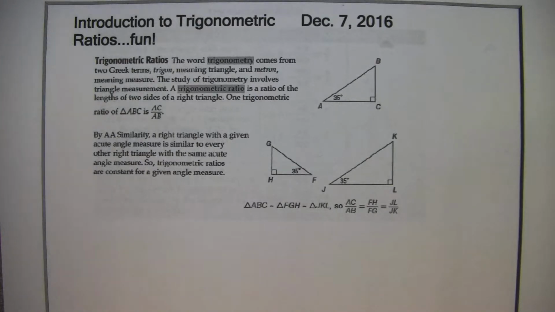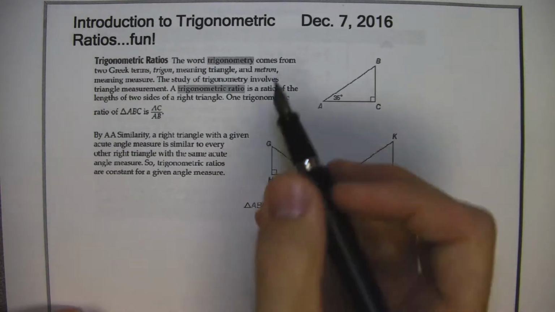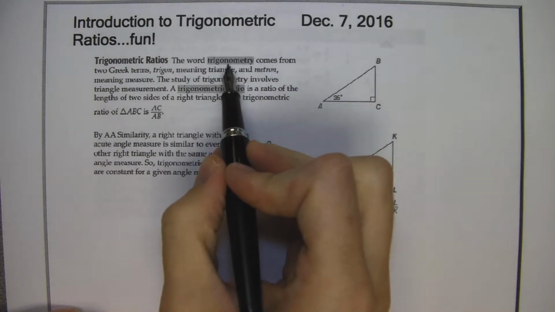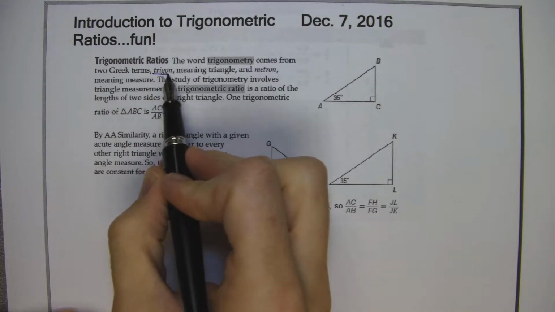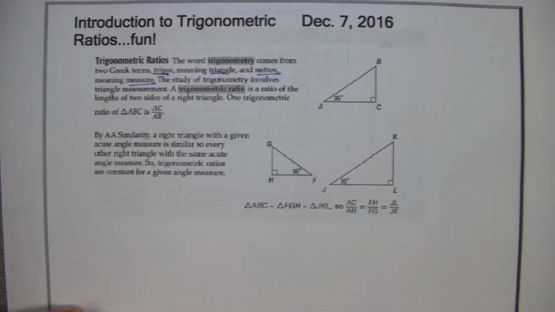Alright, so let's talk about trigonometry. Trigonometry literally means, well, let's look. We can break it down to two parts. We've got trigon, meaning triangle, and metron, meaning to measure. So literally we're talking about the measure of triangles. Now, when we're talking about trig in particular, what we're really wanting to talk about is the study of right triangles. At least that's what we're going to use it for the time being.